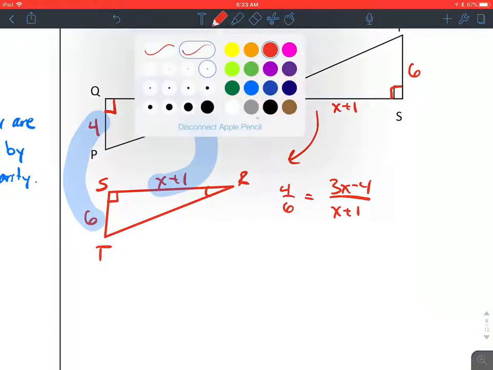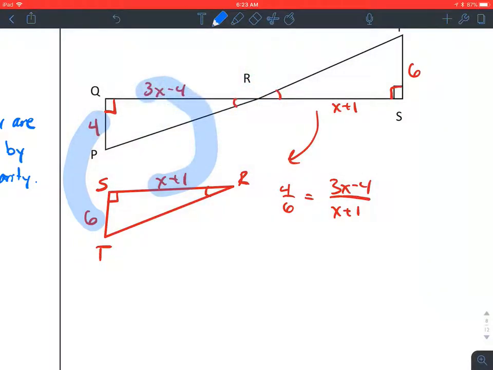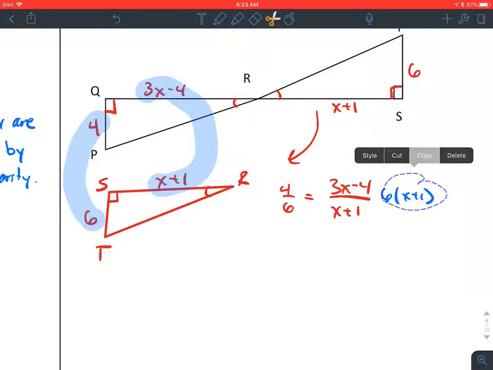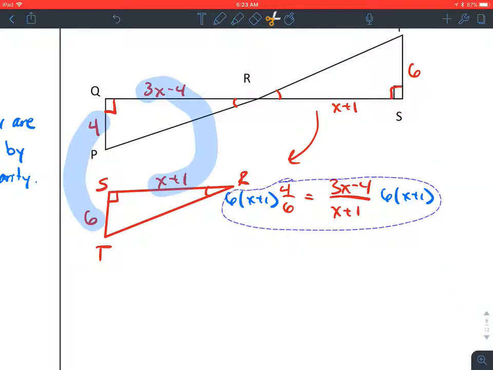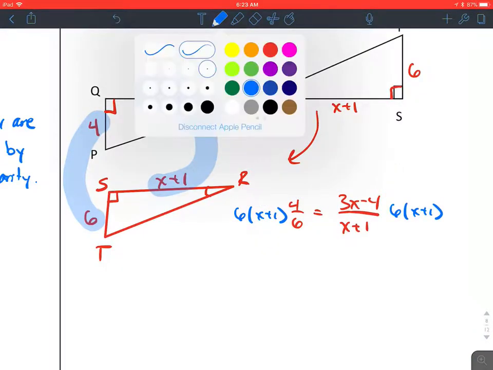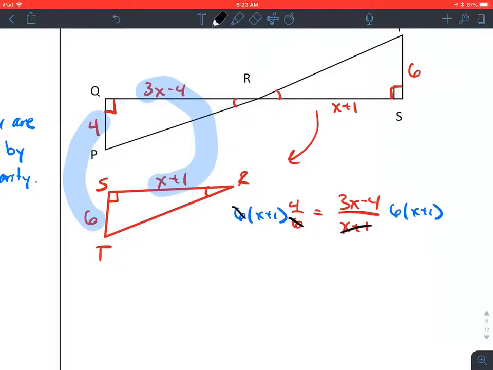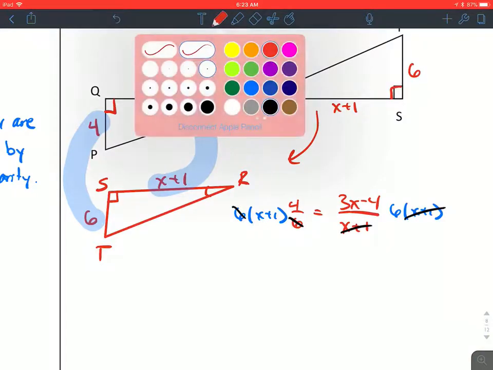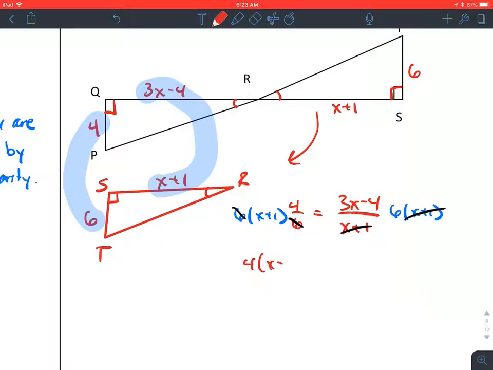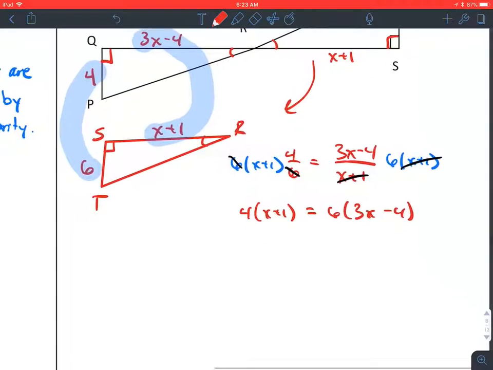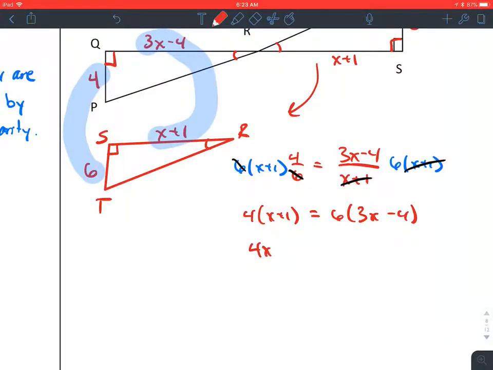Okay, reduce my fraction first. I'm not going to do that this time. Feeling kind of rebellious. Multiplication property of equality says that I can multiply every term in my equation by the same thing. I'm going to multiply by my denominators. 6 divided by 6 cancels. X plus 1 divided by x plus 1 cancels. We end up with 4 times the sum of x and 1, and 6 times the difference of 3x and 4. If I distribute the 4, I get 4x plus 4. Distribute the 6, I get 18x minus 24.